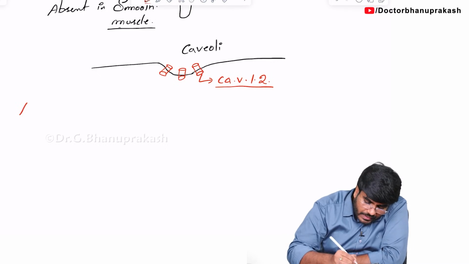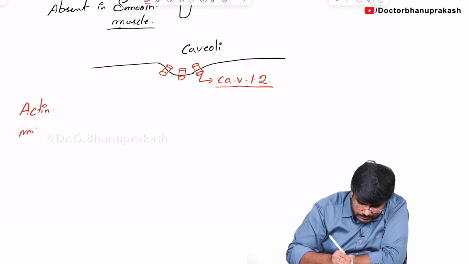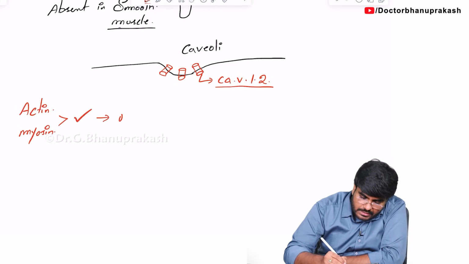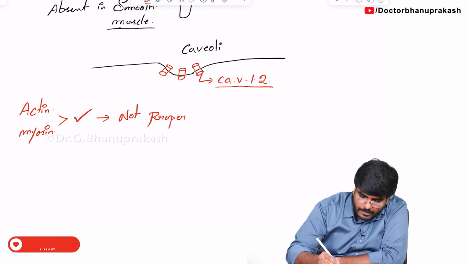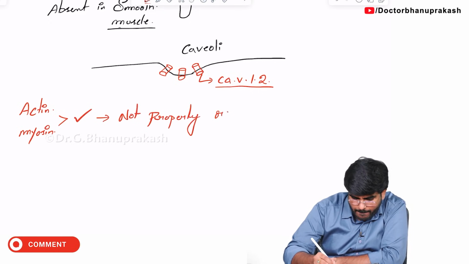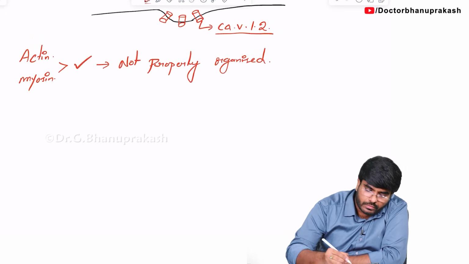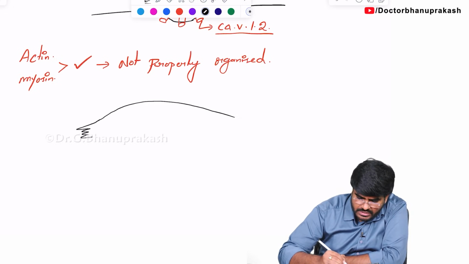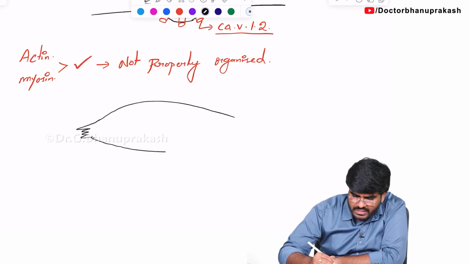So let me write here, in smooth muscle, actin and myosin both are present, but they are not properly organized. What does not properly organized mean? If you look at a smooth muscle, imagine this is the smooth muscle fiber. I am showing you one smooth muscle fiber which is spindle shaped.